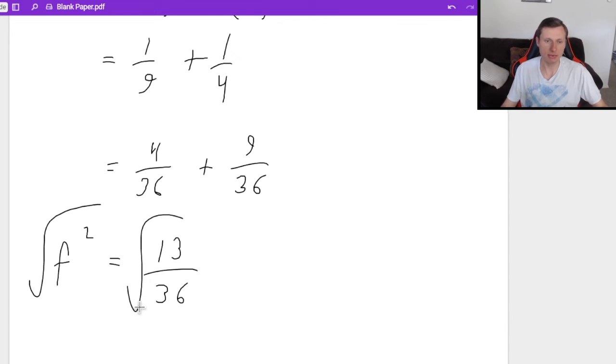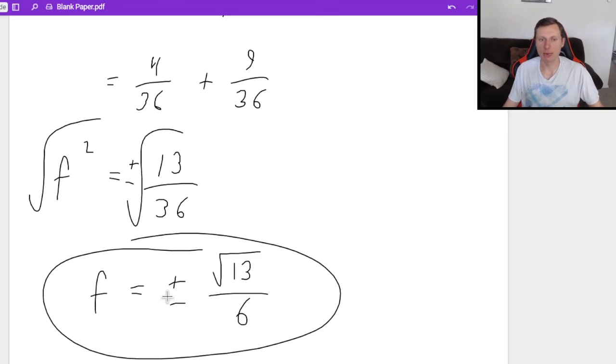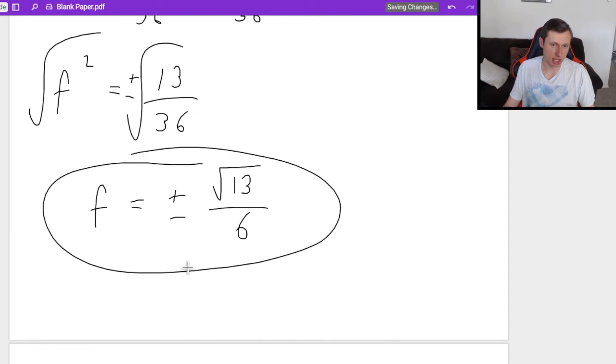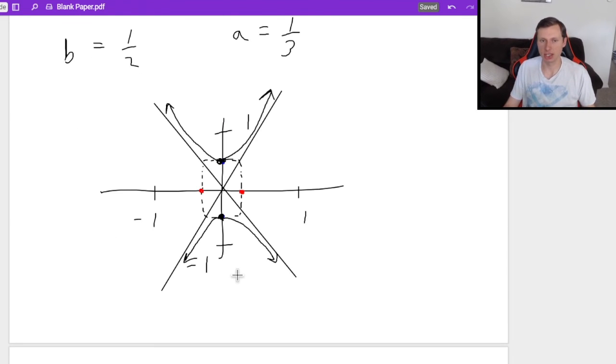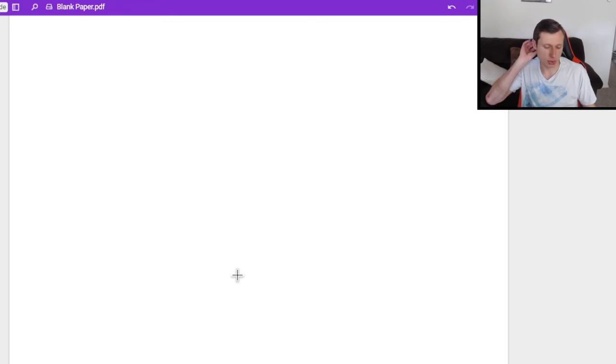Take the square root of everything, plus or minus. So that means the foci are going to be at plus or minus root 13 over square root of 36 is 6. And remember, that's in the y direction because this was a vertical hyperbola. And it was centered at 0 again, so that makes it really easy. And now let's just look at one more. This one I'm going to try and throw you for a loop.